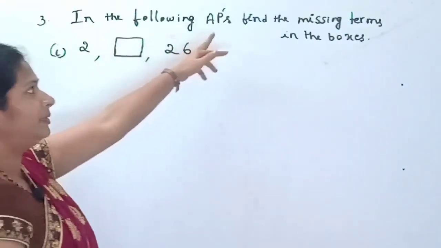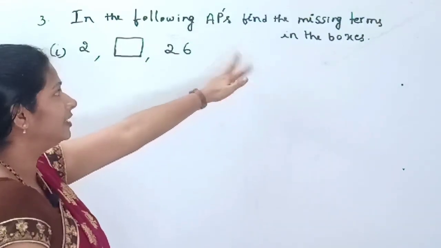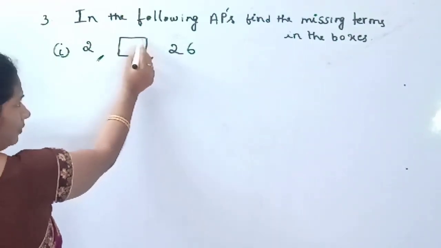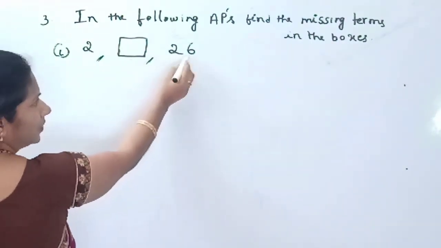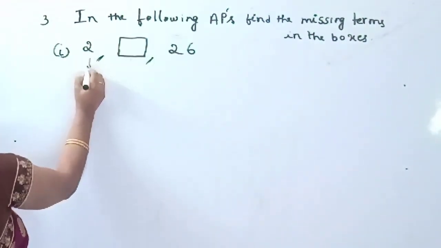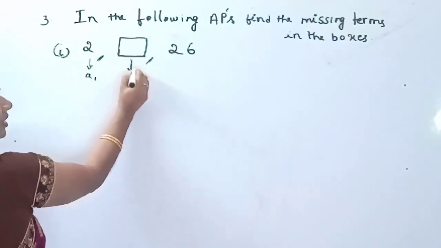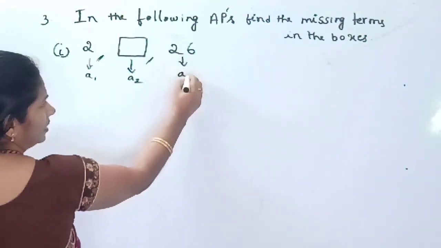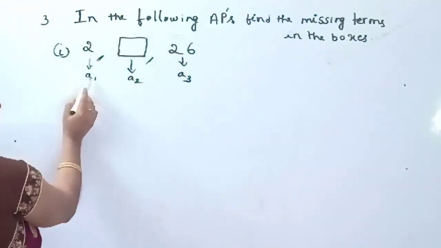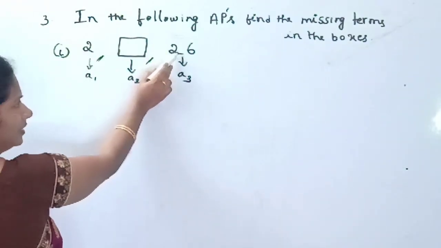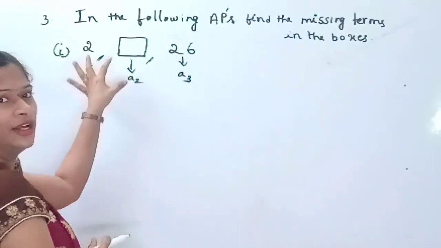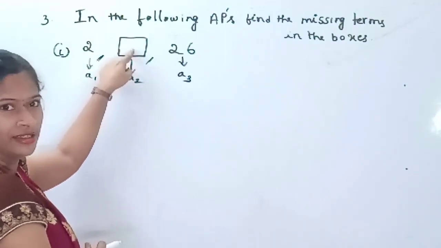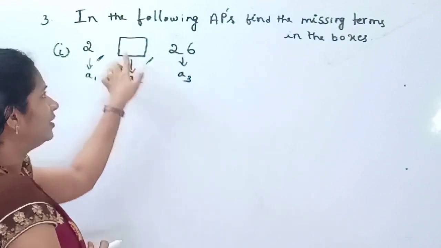In the following APs, find the missing terms in the boxes. See the first question: 2, the missing term in the box, 26. So this is our first term, A1. The missing term in the box is A2, and 26 is given, it is the third term. So the first term is 2, the third term is 26. Now we have to find its second term, that is the A2 value, children. Is it clear? So how will you find the second term, children?